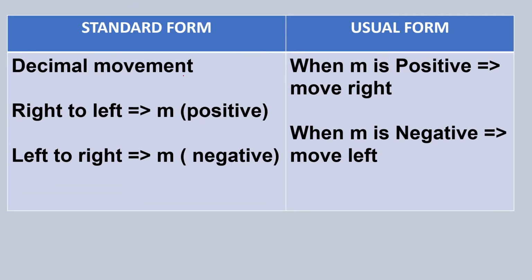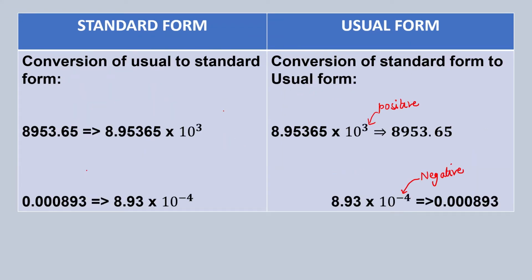Now decimal movement: how does the decimal move in case of standard form? When m is positive, it moves from right to left, and when m is negative, it moves left to right. In usual form, it is totally opposite. When m is positive, it moves right, and when m is negative, it moves left. Let's do it with the help of examples.